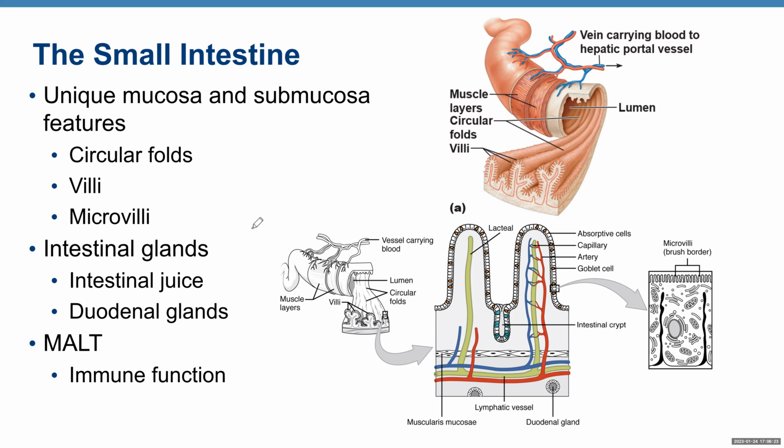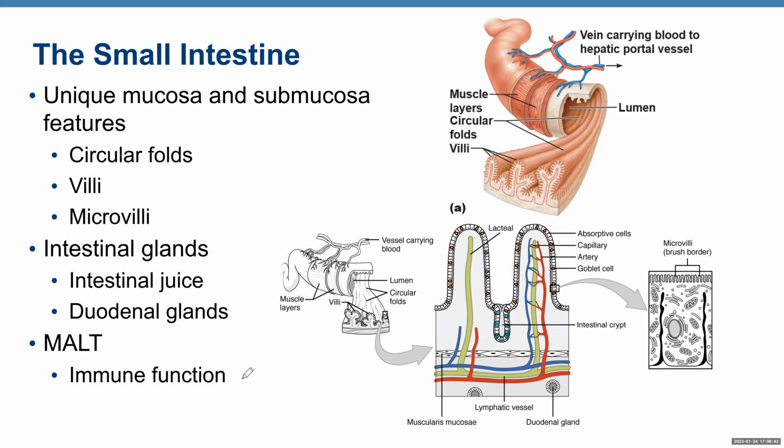So when your food is in the stomach, we call it chyme, and it's chyme mixed with hydrochloric acid, so it's really very acidic. So when we move to the duodenum, we need some neutralization of this acid. And we have MALT.